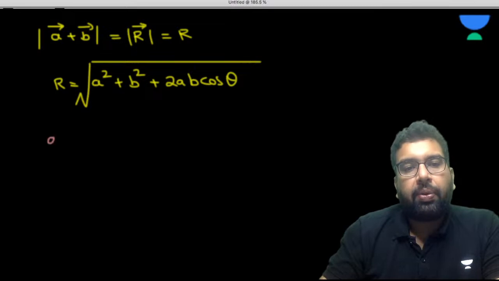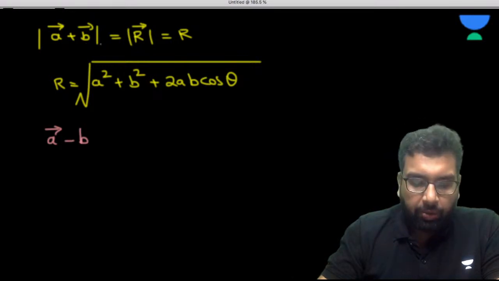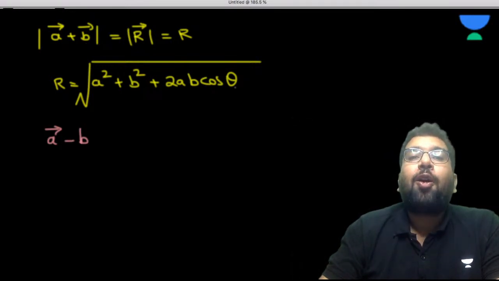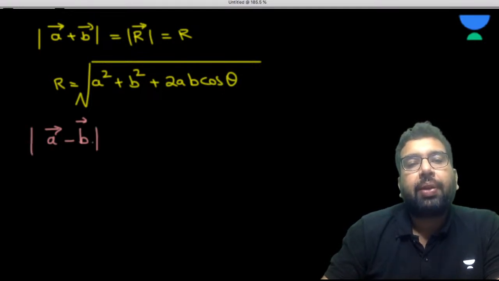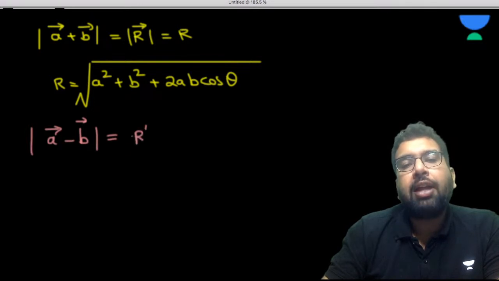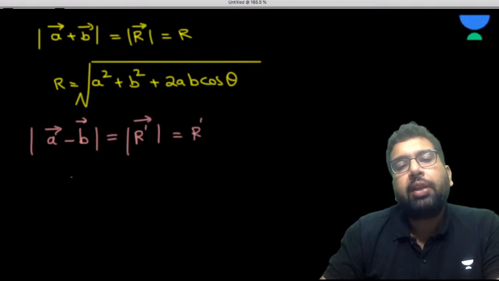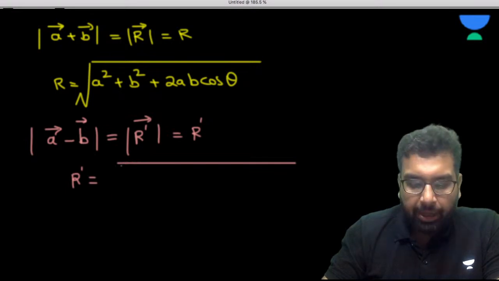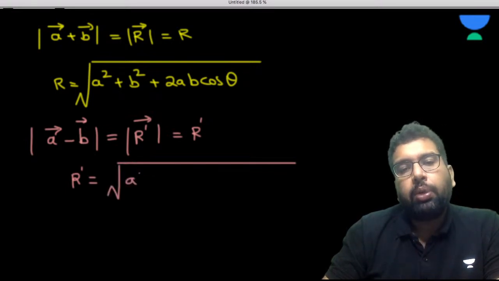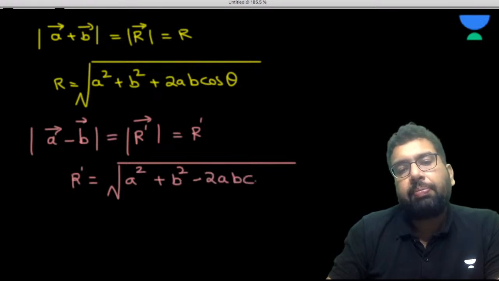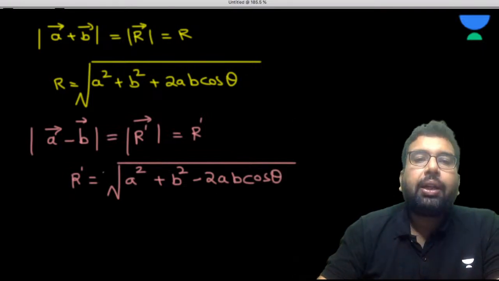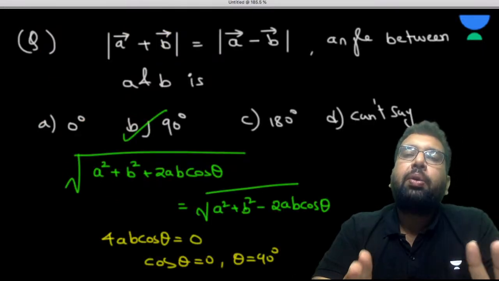So now see, a vector plus b vector, the magnitude of the resultant is going to be given by the law of parallelogram of vectors, so it will be this. Now if I subtract these two vectors, their resultant, let's suppose, is r dash. This r dash is given by the formula I am just applying. When two vectors are subtracted, it is going to give you the result like this: minus 2ab cos theta.